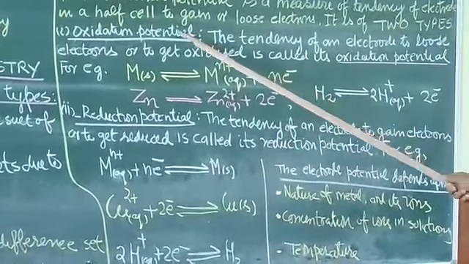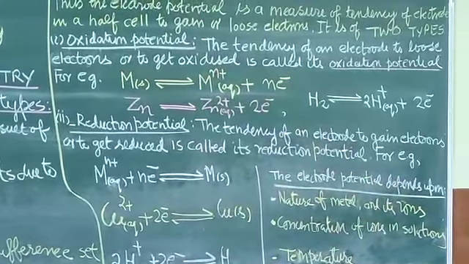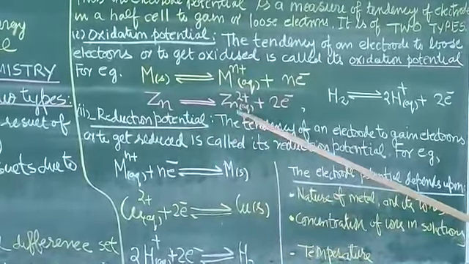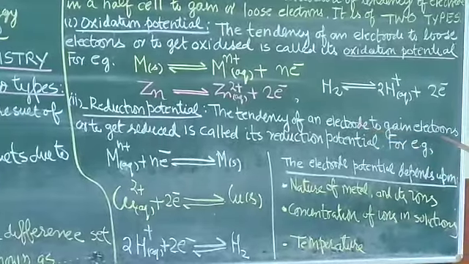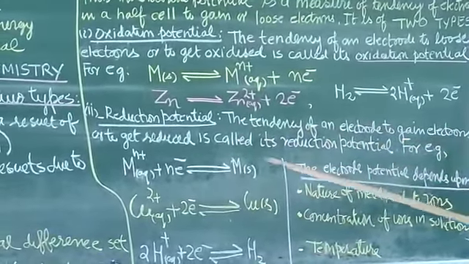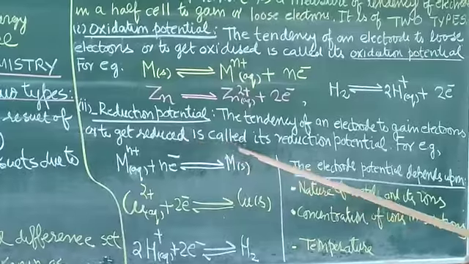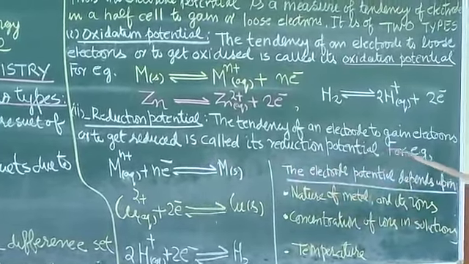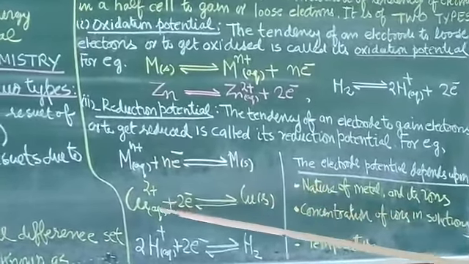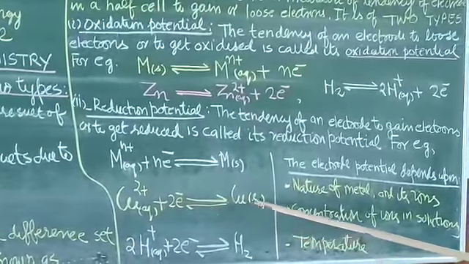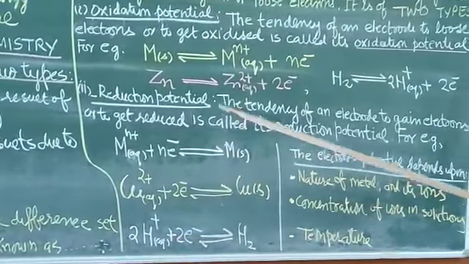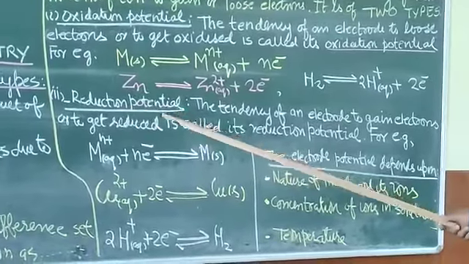Now, after oxidation potential, let us come to reduction potential. What is reduction potential? The tendency of an electrode to gain electrons or to get reduced is called its reduction potential. For example, M^n+ plus n electrons gives you M solid. Cu²⁺ plus 2 electrons gives you copper solid. 2H⁺ plus 2 electrons gives you H2. These are three very clear examples of reduction potential.